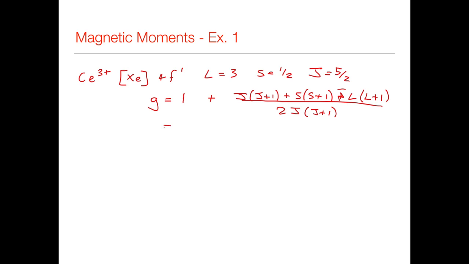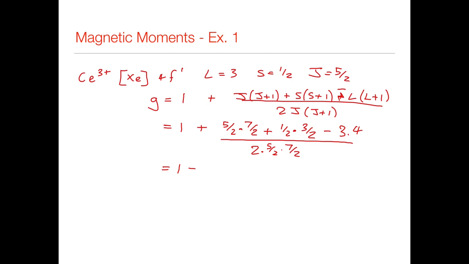Okay, right, sub things in. Okay, sub in for J, so 5/2 times 7/2, plus 1/2 times 3/2, minus 3 times 4, all divided by 2 times 5/2 times 7/2. Okay, and that's going to give me 1 minus 1/7.